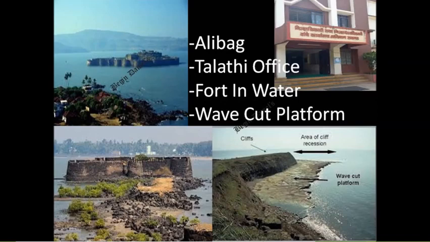Children were also able to see a fort, and this fort was in water. This fort is built on a wave-cut platform. Because it is surrounded by water, it is called as a sea fort. Earlier, these forts were built for the security of the seas. There are many such forts on the western coast. We also know about the Sindhudurg and Janjira fort which were built in water. And here in this picture in Alibag, we also could find there's a wave cut platform.